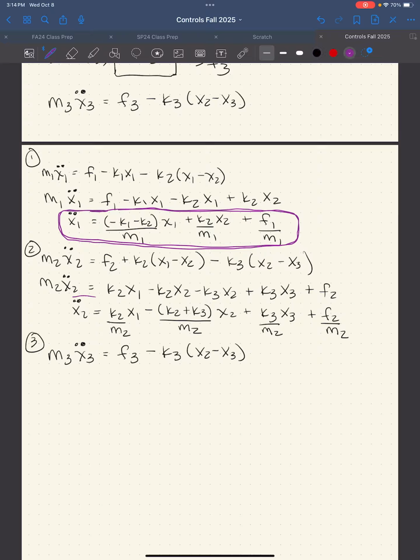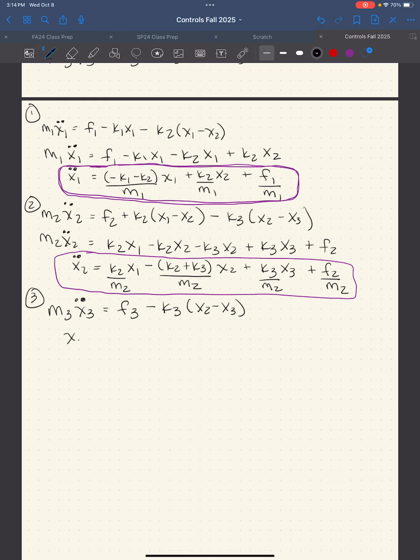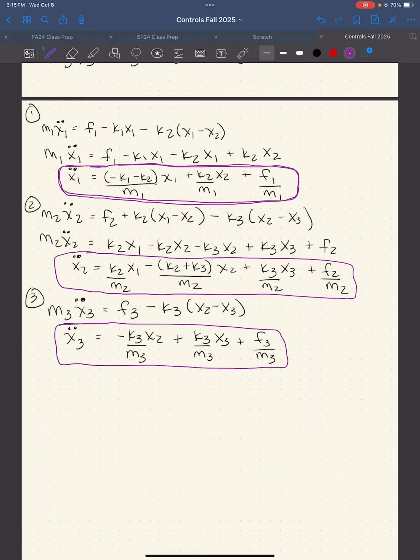Okay, that's all ready to go. And let's do the last one. Minus k3x2 over m3 plus k3x3 over m3 plus f3 over m3. Okay, I'm even gonna maybe highlight these just to make them a little bit easier to pick out.